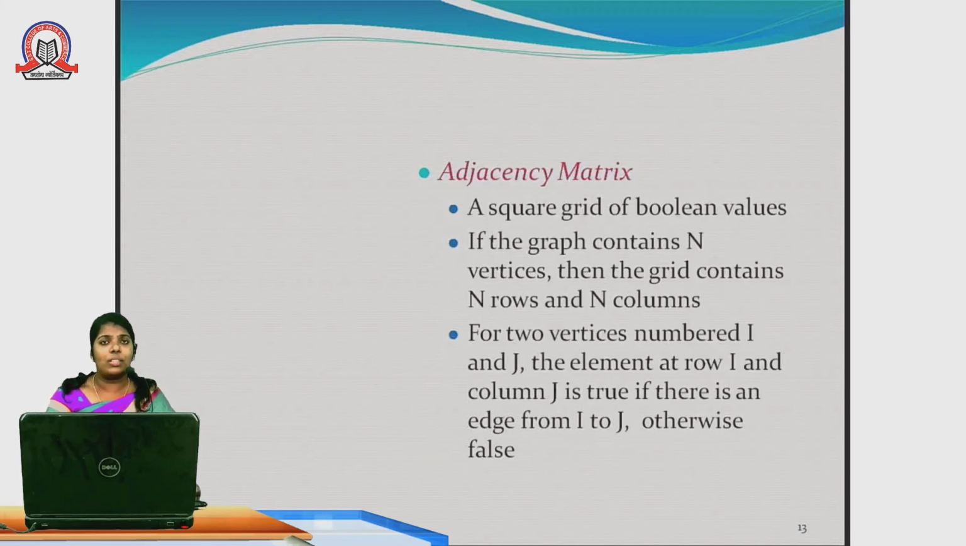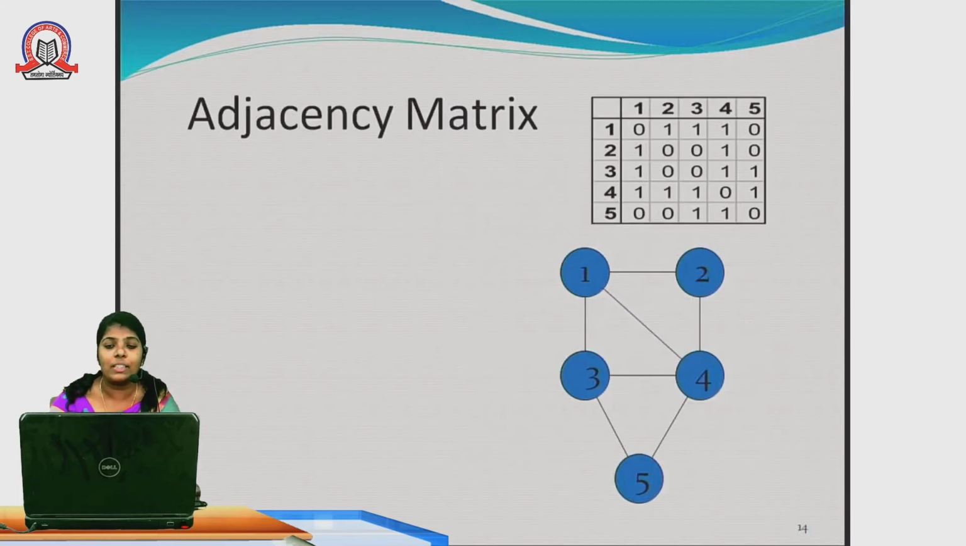Adjacency matrix. Everyone knows matrix. So we are going to see how the graph is represented in the adjacency matrix. It is a square grid of Boolean values. If the graph contains n vertices, then the grid contains n rows and n columns. In my graph I have the vertices 1, 2, 3, 4, 5. Now I am representing my graph in the form of a matrix.